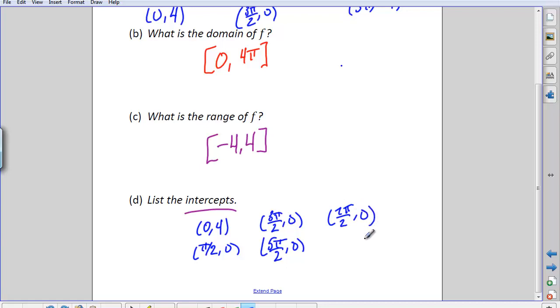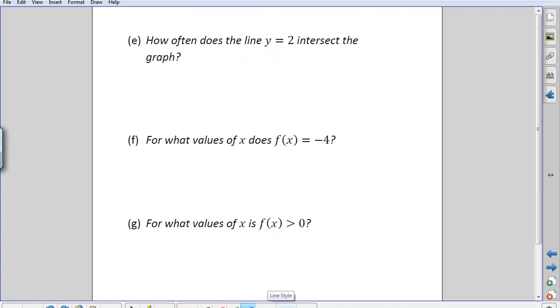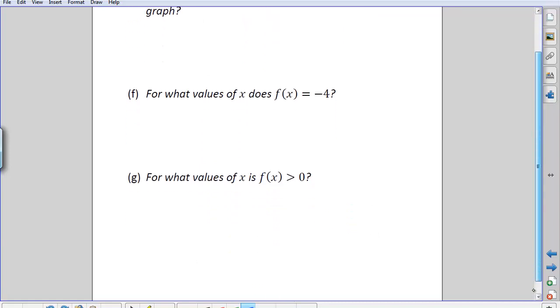Those are all the intercepts for this graph. Okay, you thought we were done, didn't you? We got several more questions here.